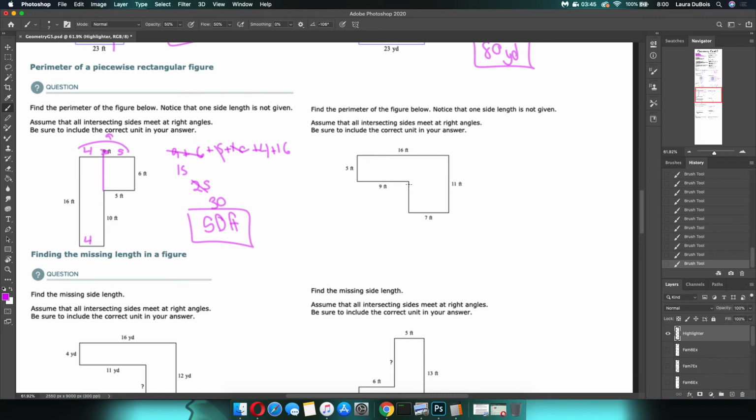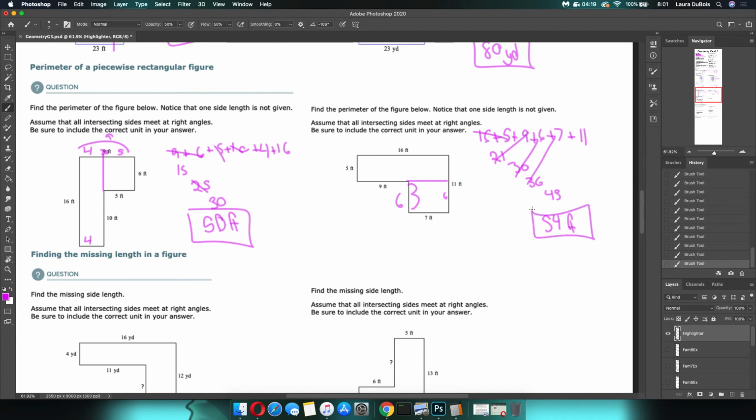Let's see here. Again, we have a missing side here until you realize that, oh, wait. Okay, so if this is 5, then this must be 6, which means this is 6. So 16 plus 5 plus 9 plus 6 plus 7 plus 11. Okay, let's see here. 16 and 5 is 21, and 9 is 30, and 6 is 36, and 7 is 43. 43 plus 11 is 54 feet.